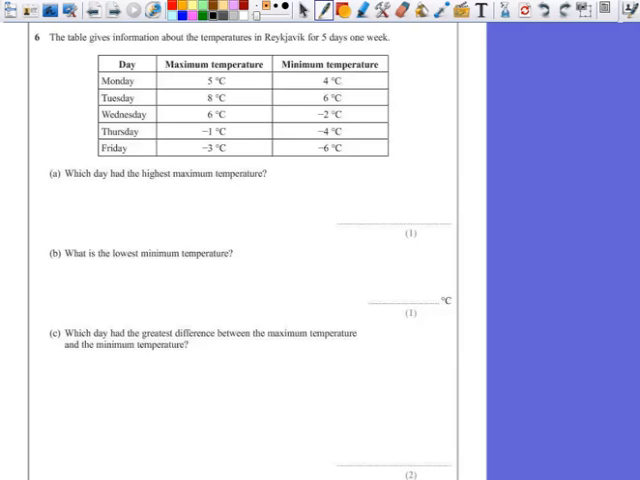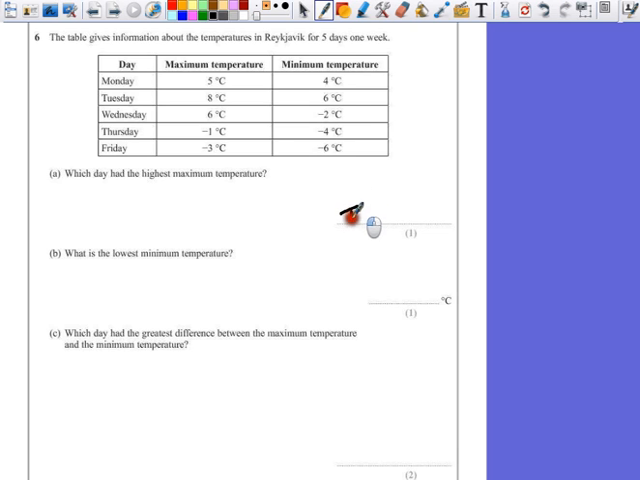Question 6. The table gives information about the temperatures in, I can't pronounce that, Reykjavik, for 5 days, 1 week. So question A says, what day has the highest maximum temperature? If we look at the maximum temperatures, we've got a bunch of negative numbers down here, 6, an 8, and a 5. So therefore 8 degrees is the highest maximum temperature, which is a Tuesday.